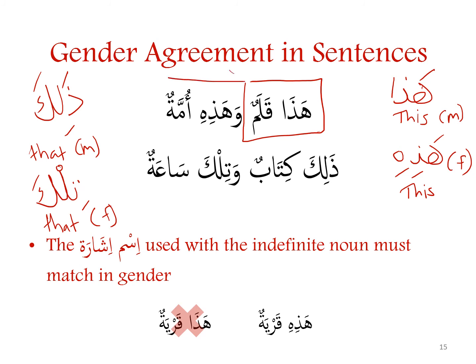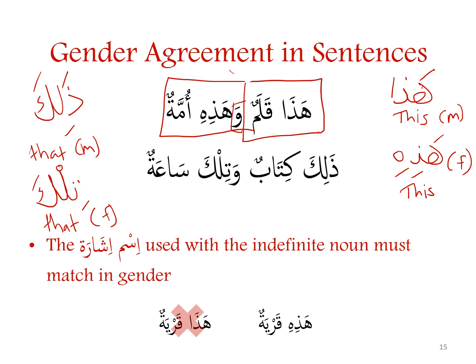وهذه أمة. So ignore this vowel for now. هذه, which means this, أمة, a community. Because this is a feminine word, because of the تاء مربوطة, we need to use هذه, not هذا. ذلك كتاب, that is a book. وتلك ساعة, and that is a watch. ساعة can also refer to like the hour, the time. It's used in the Qur'an to refer to the time of the qiyamah, the end of time. But in this context, it seems to be better to refer to it as an object here, as a watch or a clock.